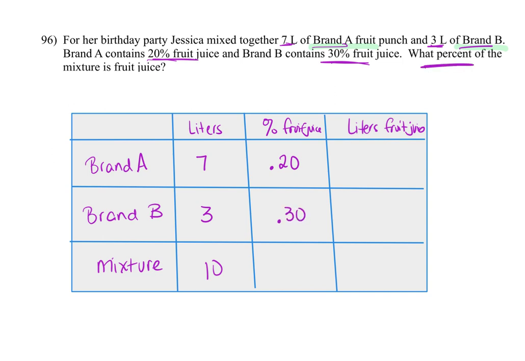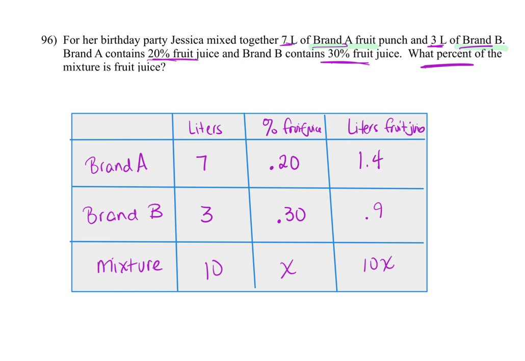What percent is the mixture? Remember, that column does not add down. That's where my X goes. And then I'm going to multiply across. I'm going to say 7 times 0.2, 3 times 0.3, and 10 times x, all right?